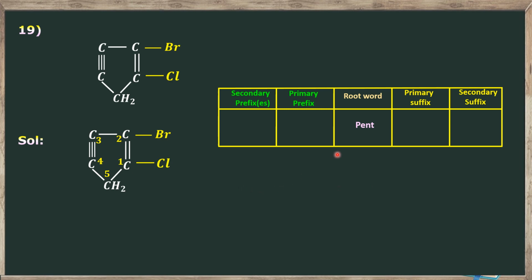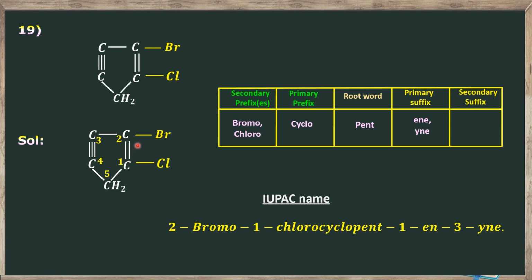Root word pent, primary suffix: one double bond is there and one triple bond is there, so it is in, ein. Next, primary prefix cyclo, secondary prefixes bromo, chloro. So 2 bromo, 1 chloro, cyclo, pent, 1 in, 3 ein. 2 bromo, 1 chloro, cyclopent, 1 in, third carbon atom, 3 ein. Here E is dropped. Why? Because it is followed by the suffix beginning with Y.